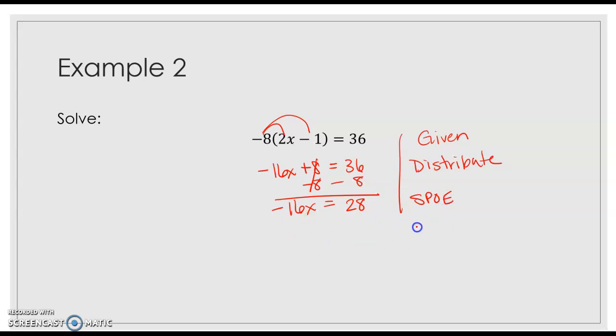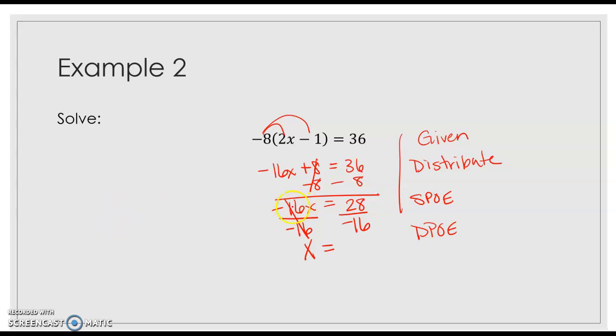And then from here, we're going to use the division property of equality. And I'm going to do my inverse operation and divide both sides by negative 16. Don't drop that negative. Okay, it is important. And so now, 16 does not go into 28 evenly. Rarely does it ask for a decimal, so make sure you're reading the blue words on Math Excel.